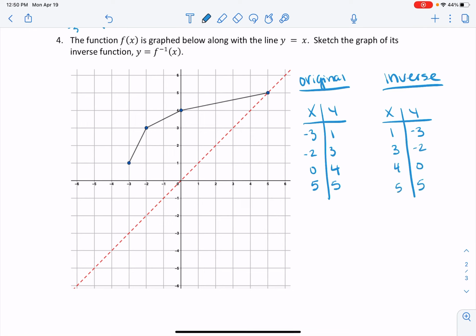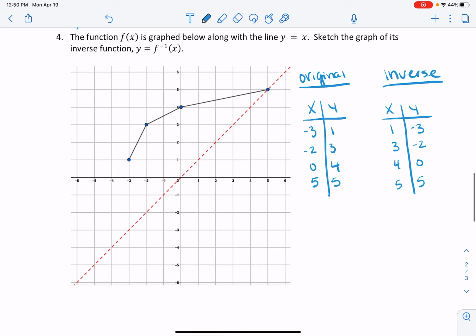So let's go ahead and plot those points. 1, negative 3 would be right here. 3, negative 2, 4, 0, and 5, 5. Okay, so that'll look something like that.